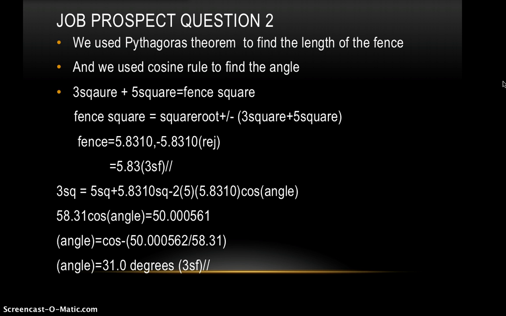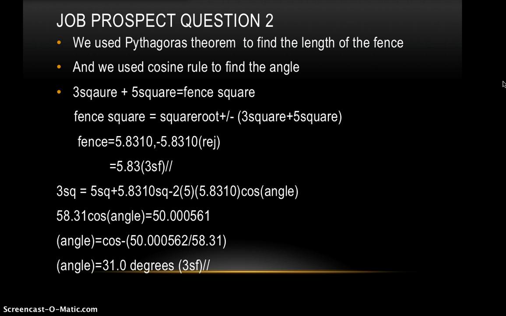So we have job prospect question 2. We use Pythagoras theorem to find the length of the fence. Question 2 is asking for the length of the fence between lot A and lot B, and the angle which is between the barrier and the fence along lot B. So we use Pythagoras theorem to find the length of the fence, which is 3 square plus 5 square equals fence square, and the length of the fence equals plus or minus the square root of 3 square plus 5 square.